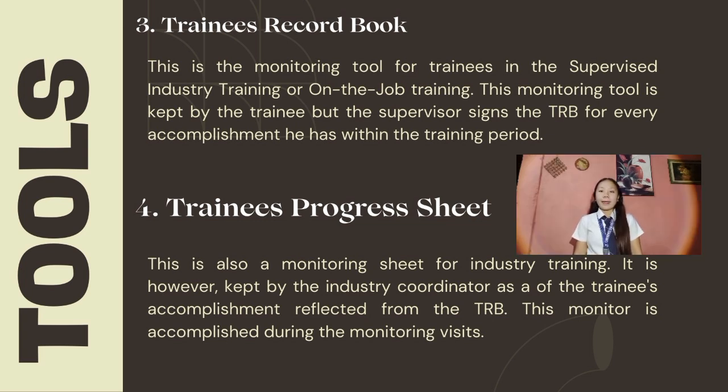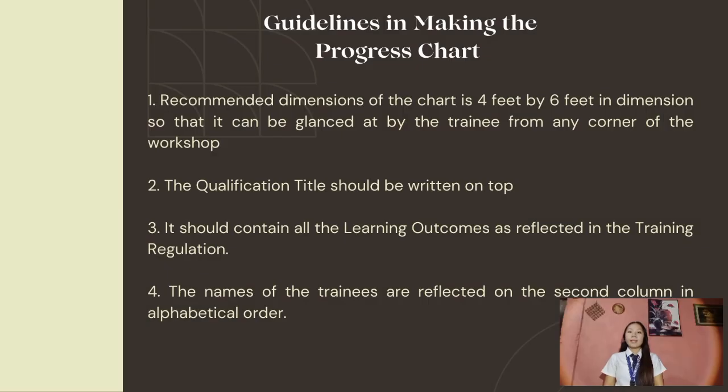And last, trainee's progress sheet. This is also a monitoring sheet for industry training. It is, however, kept by the industry coordinator as a record of the trainee's accomplishment reflected from the TRB. This monitor is accomplished during the monitoring visits. So it is important because it is like a report card that shows how well the trainee is doing in their training.